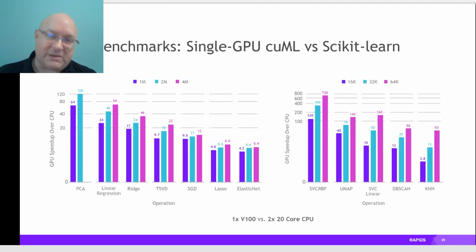So these are some benchmarks. We've got a single GPU cuML here compared to scikit-learn on 220 core CPUs. Now, the speedups here vary by algorithm. They also vary by the size of the data. And generally speaking, the larger the data you feed to the GPU, the more speedup you're going to see, up until the limit of the maximum we can shove into that GPU.